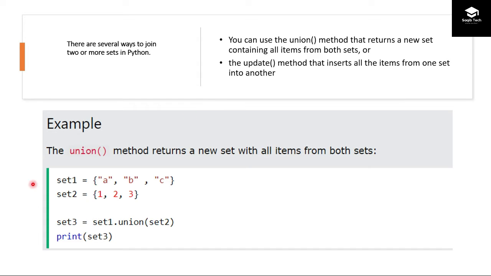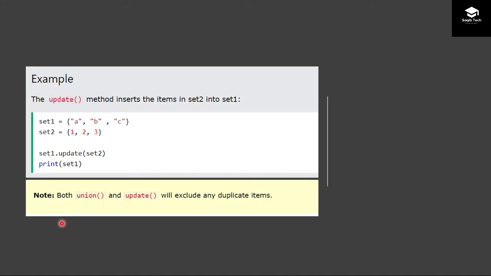The union method is really simple. If I have set 1 with A, B, C and set 2 with 1, 2, 3, I will write set 3 as another set, which will be the union of both sets, joining those two sets. I will write set1.union(set2), meaning we join set 1 with set 2, and it will store the result back in set 3.